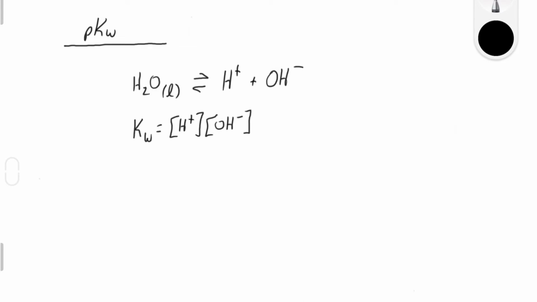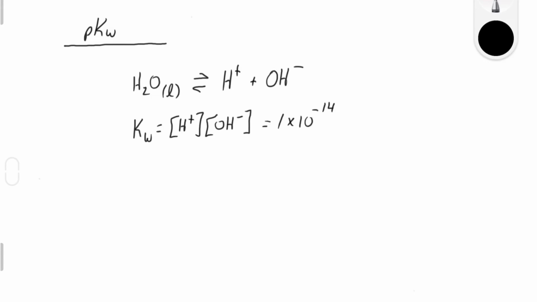Water has a property called autoionization, where liquid water can split up into H+ and OH- ions. This equilibrium has its own K expression, and notice that there is no liquid water in that K expression because liquids typically don't go into a K expression. The K value for this equilibrium is special. It's called Kw, and it has a value of 1 times 10 to the minus 14.